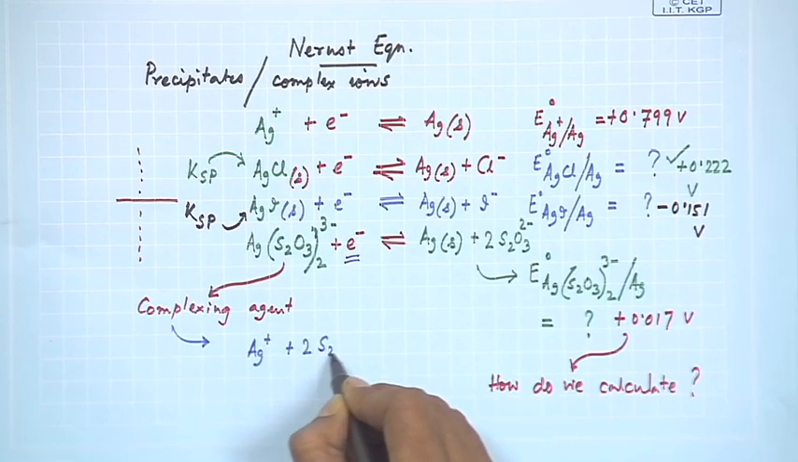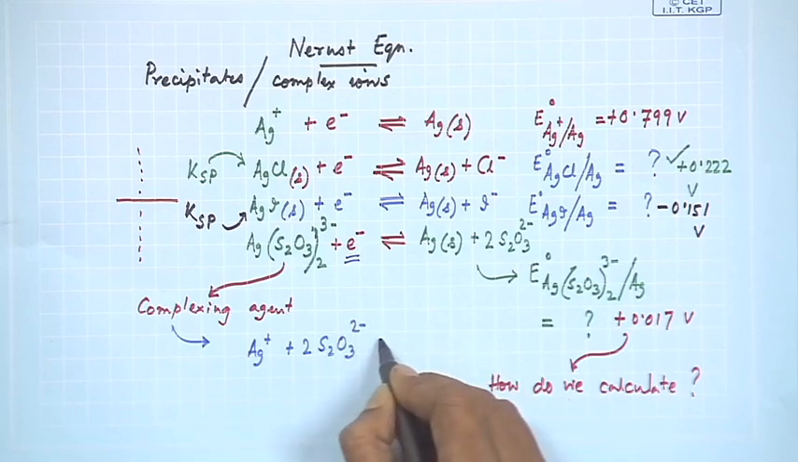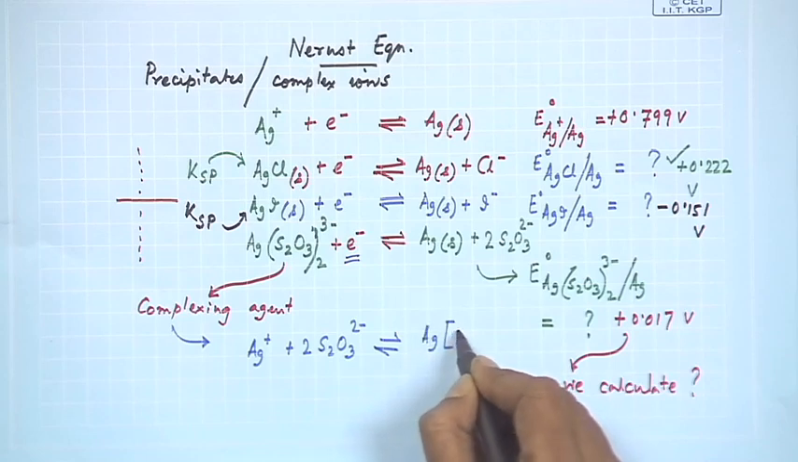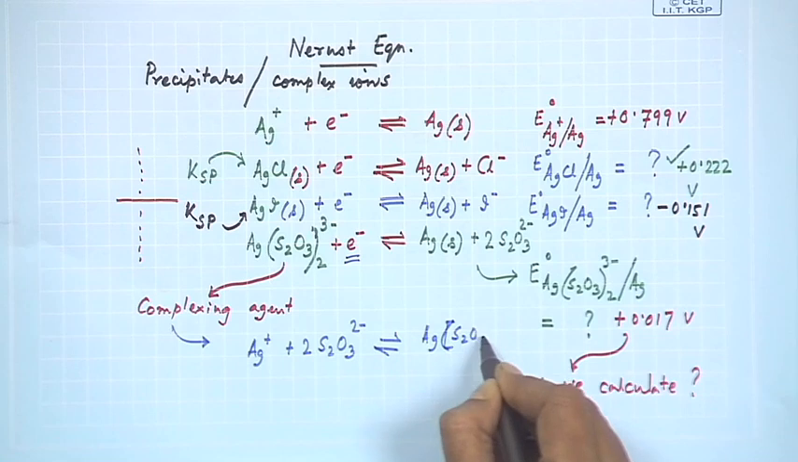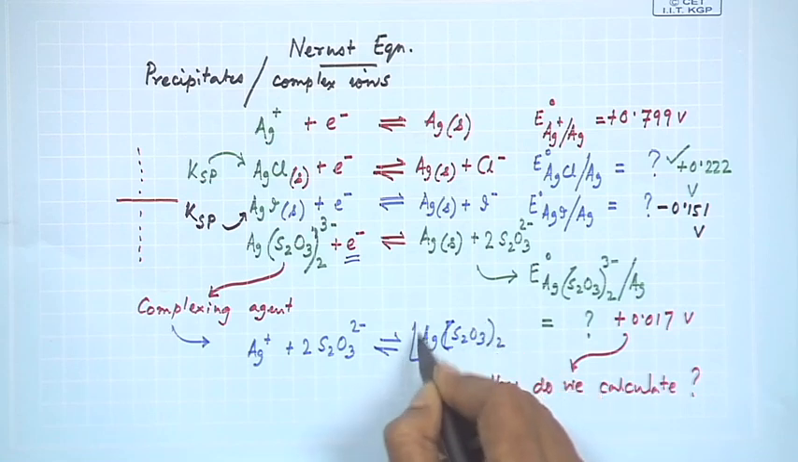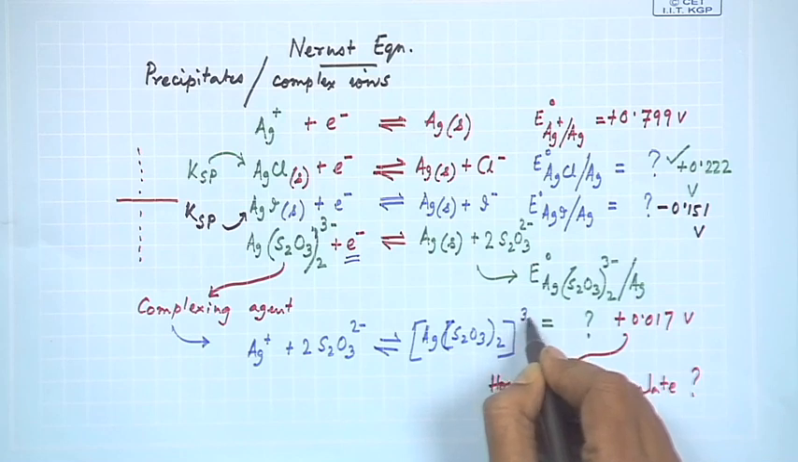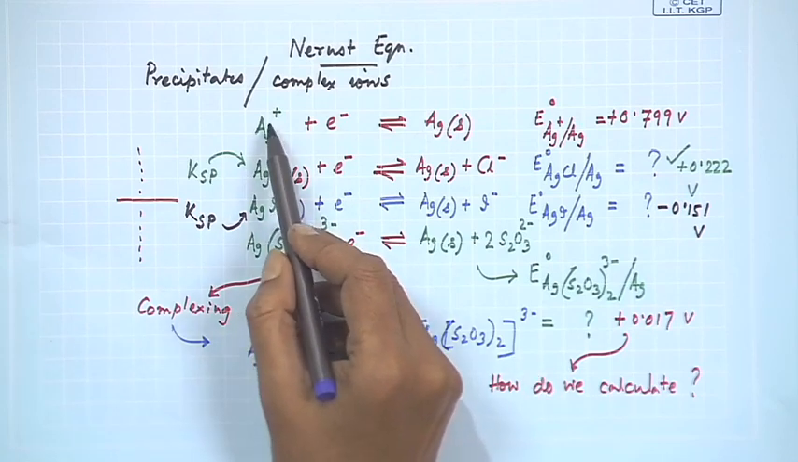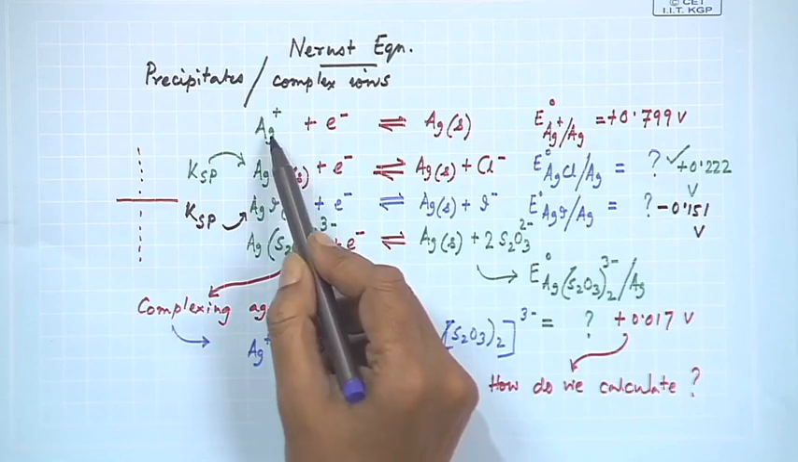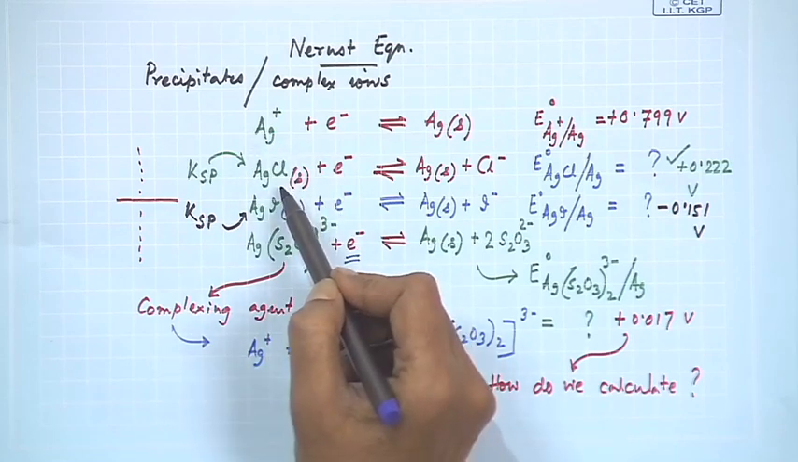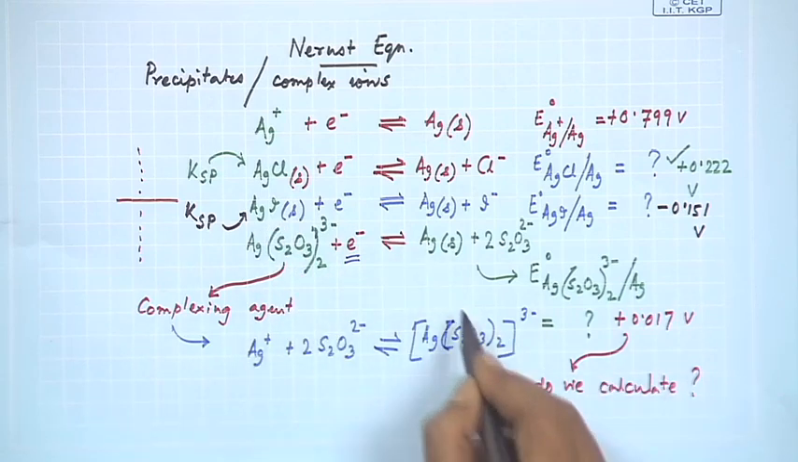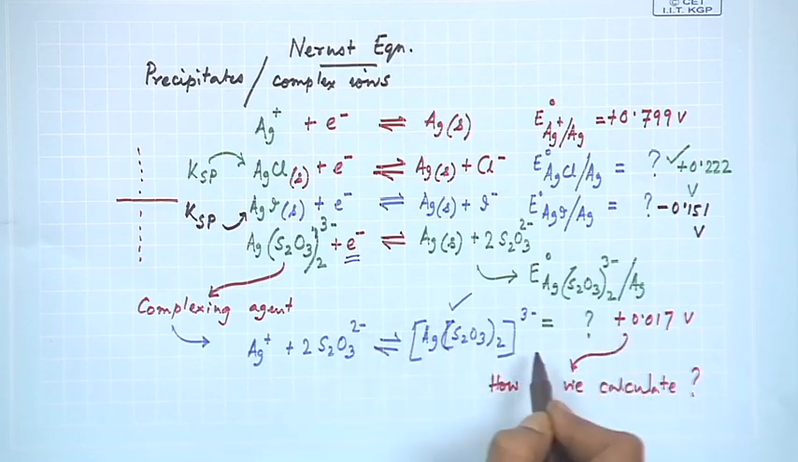which is reacting with 2 of the thiosulfate ion, giving rise to the corresponding complex species Ag(S2O3)2 3 minus. So, this is the corresponding complexation reaction from silver ion, because in all these cases we are looking for silver ion, whether it is present as a free silver ion, or with silver chloride, or with silver iodide, or in the complex form. So, this concentration we should know. So, this is during the complex formation.